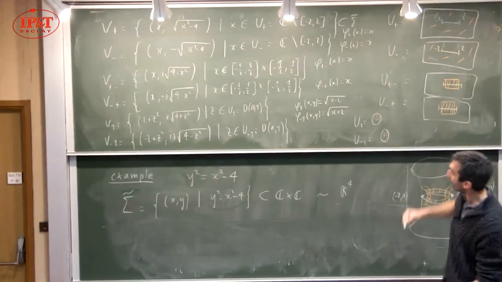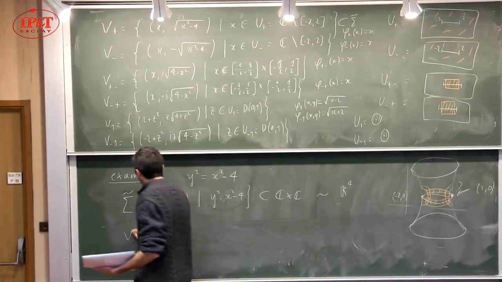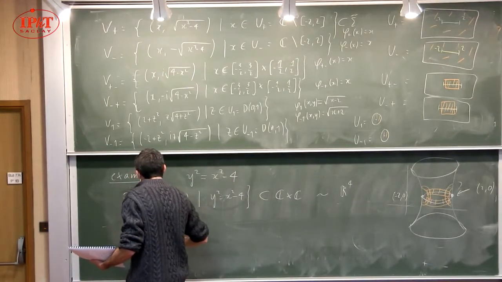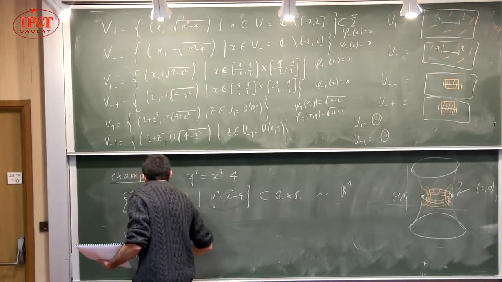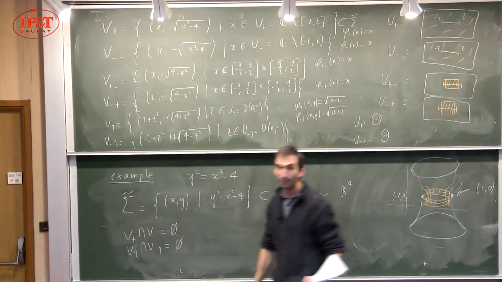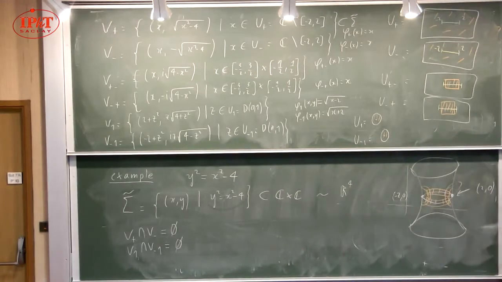Now the transition functions. First observe that V plus and V minus don't intersect, and also V1 and V minus 1 do not intersect. All the others do intersect.